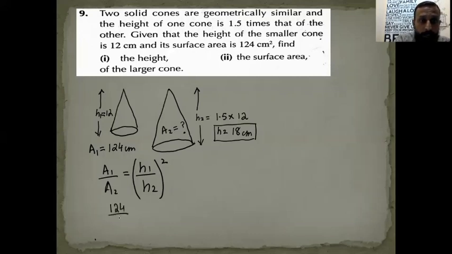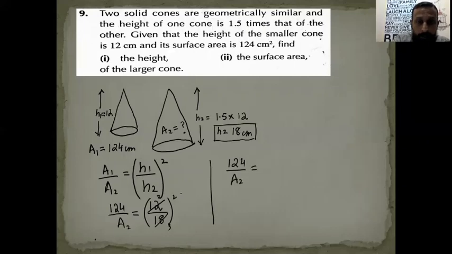124 upon A2 equals h1 is 12 and h2 is 18 the whole square. So you can simplify the bracket. 6 2s are 12, 6 3s are 18. Furthermore, you have 124 upon A2 equals the square of 2 is 4 and the square of 3 is 9. So in order to calculate A2, you can do the needful cross multiplication, A2 on this side, 9 on this side.